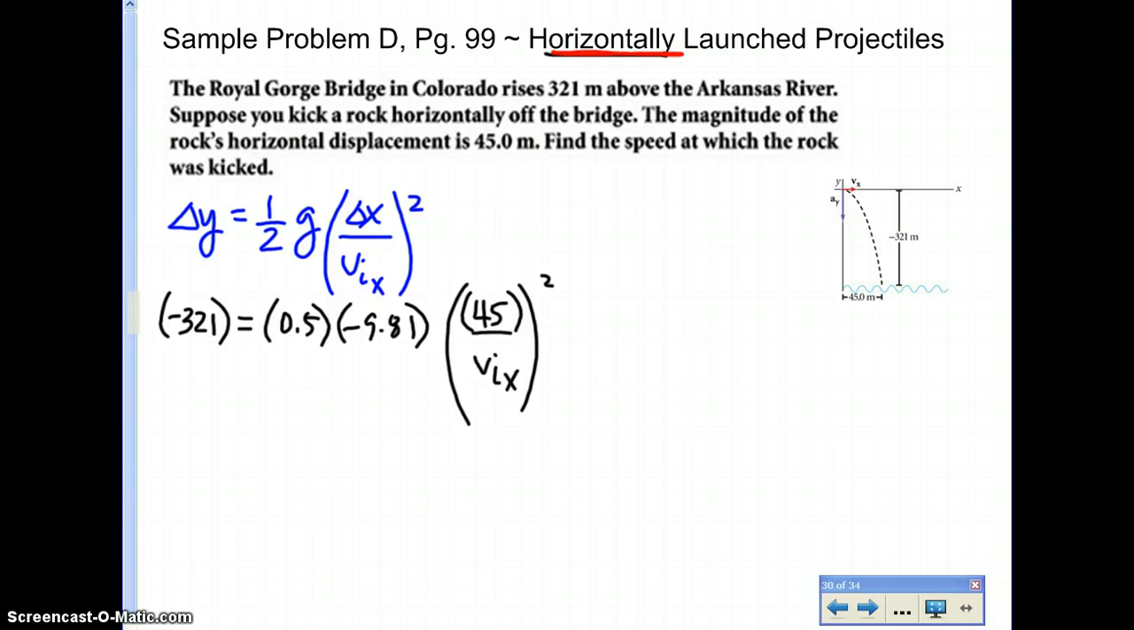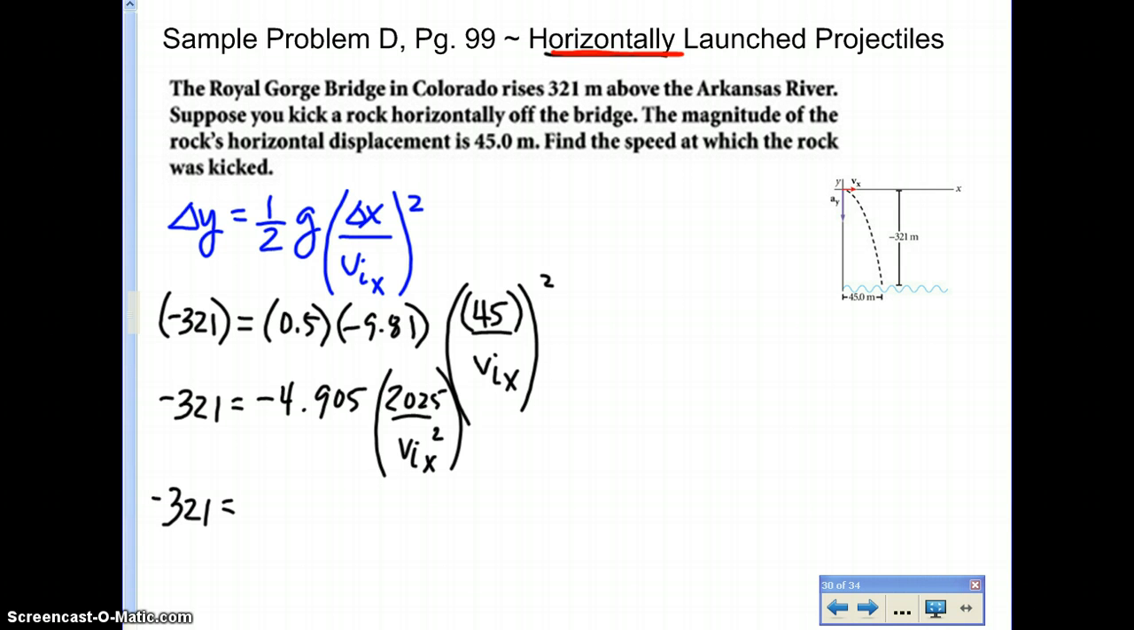So now we can use our calculator to kind of solve things out here. At this point, it's just algebra. So let's go ahead and finish this off. 45 squared is 2,025. And 2,025 times negative 4.905 is negative 9,932.63.